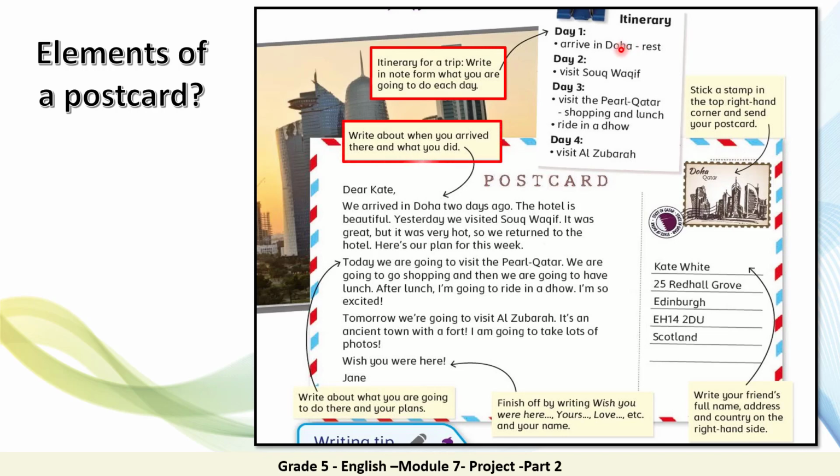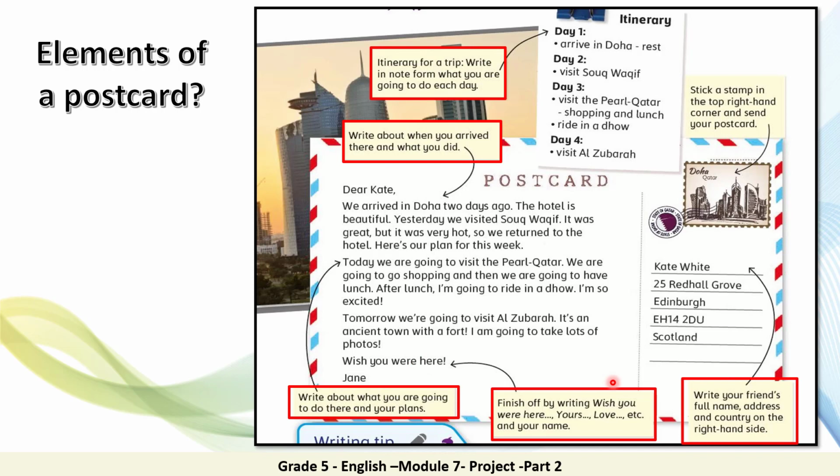The second one, write about when you arrived there and what you did. You write this in the first paragraph here. Number 3, write about what you are going to do there and your plans. You write this in the second paragraph. Number 4, finish off by writing wish you were here or yours or love, etc. And then write your name underneath, like she wrote her name here, Jane.